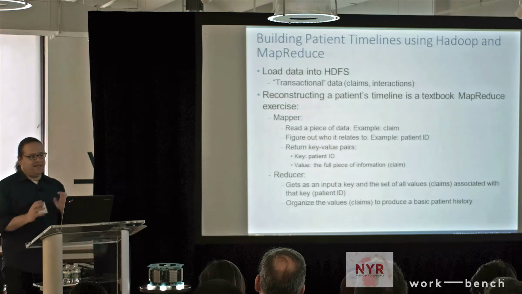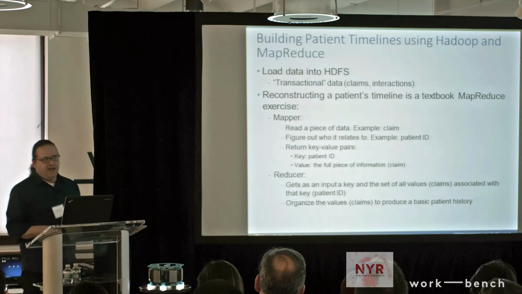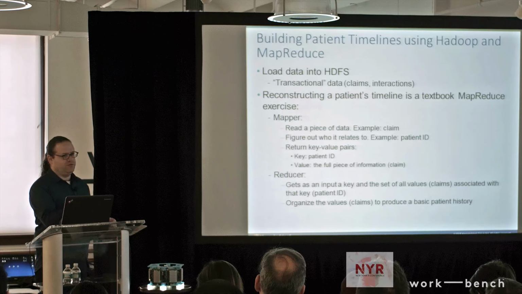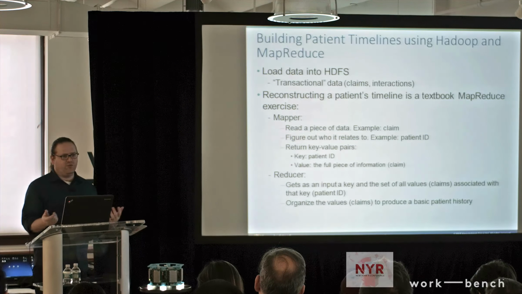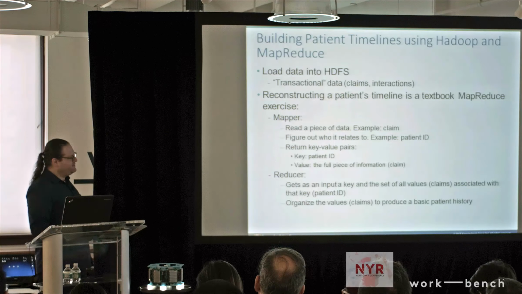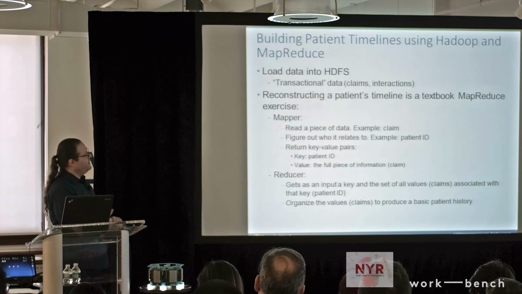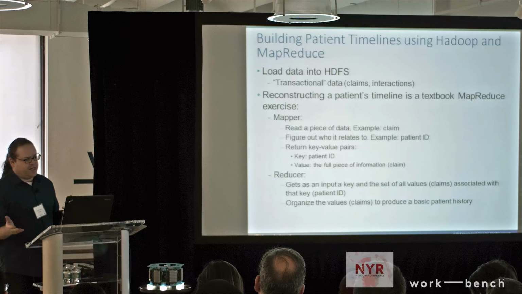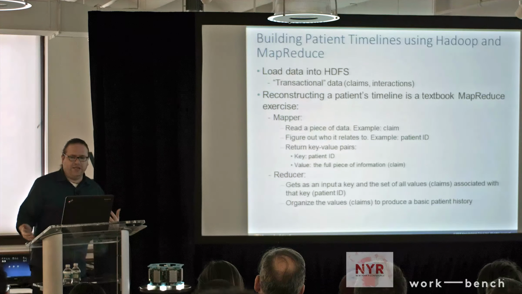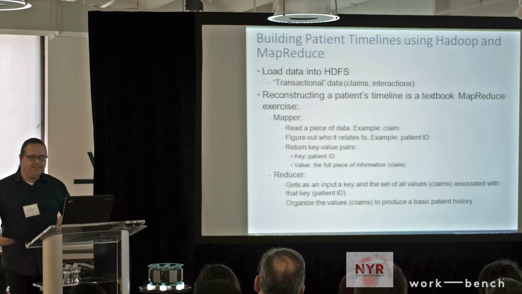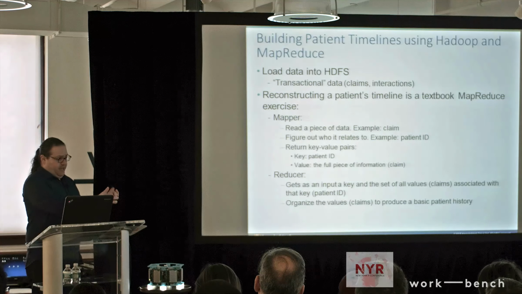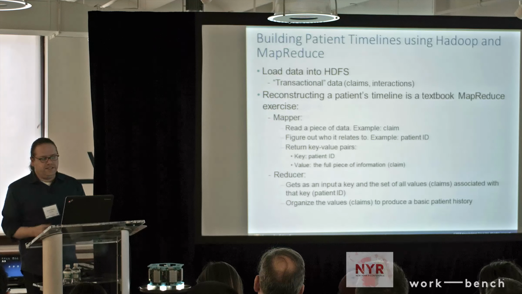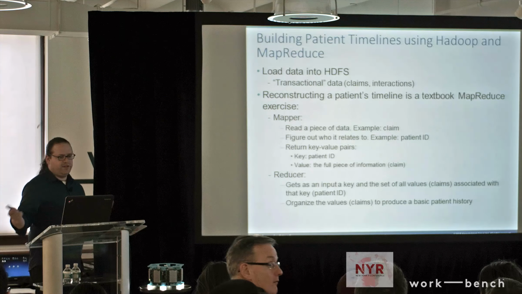This is actually a textbook MapReduce exercise. The first textbook MapReduce exercise you always see is word count. That is way too easy and not very informative. But this is actually very simple. The mapper reads a piece of data, for example, some kind of claim. It figures out who it relates to. If the data is structured, it's very easy. It's going to be the patient ID. And it returns two things, a key-value pair. The key is going to be the patient ID. The value is the whole claim, everything in the claim.